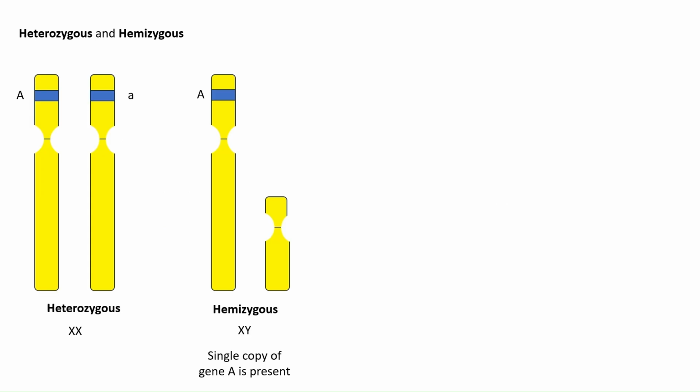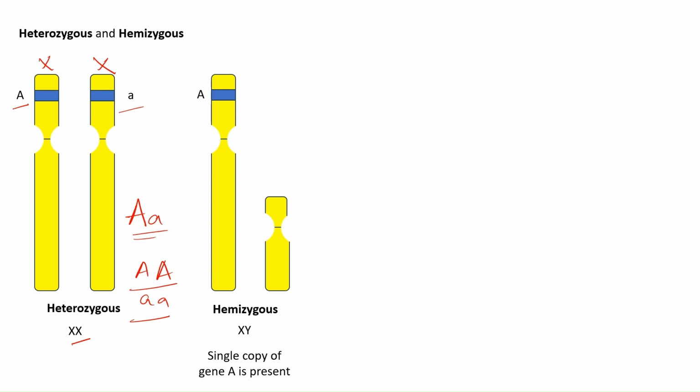Now, what do we mean by heterozygous and hemizygous? Now, this is the XX sex chromosome. In one X chromosome, we have allele capital A. In the second X chromosome, we have allele small a. So this is heterozygous, that means capital A, small a. Two different types of alleles are present, we call it a heterozygous condition. If here capital A or small a were present in both, we call this situation homozygous.